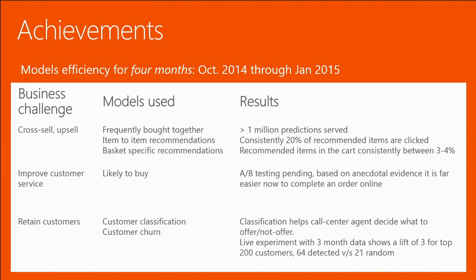Then there's retain customers. That's the customer churn and customer classification. So customer classification I showed a little bit. It's a mining model which tells you which customers have been buying regularly with other parameters included. And that really helps a call center agent to decide what to offer and not to offer. And the customer churn is the experiment which we are still running.